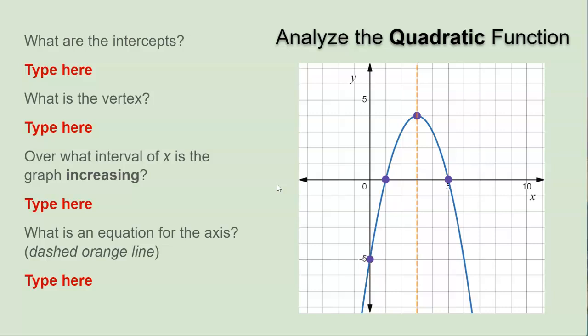And then what is the equation for the axis, or axis of symmetry? And that is the dashed orange line. So that would be here. They can, of course, use Desmos to try to recreate that line if they need to, to remember what that looks like. And then I do have some guided questions in their notes. So let's take a look at those.